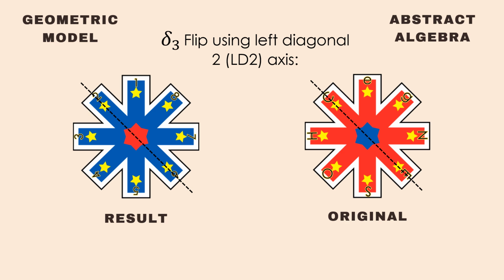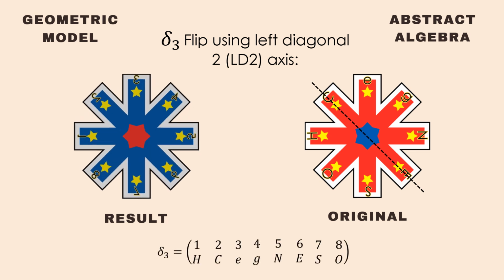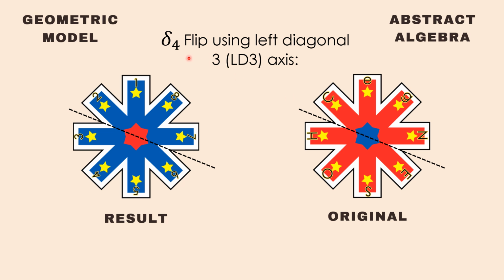Next, we have delta sub 3, flip using left diagonal 2 axis. The results are 1H, 1H, 2C, 2C, 3E, 3E, 4G, 4G, 5N, 5N, 6E, 6E, 7S, 7S, 8O, 8O. Next, we have delta sub 4, flip using left diagonal 3 axis.